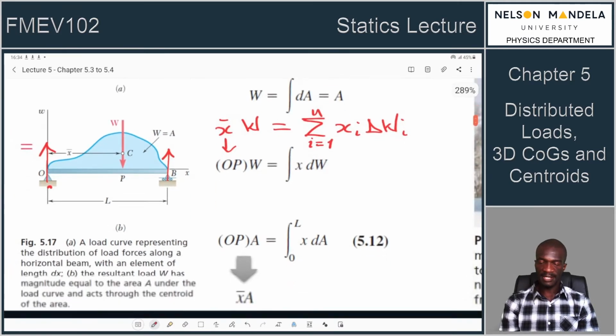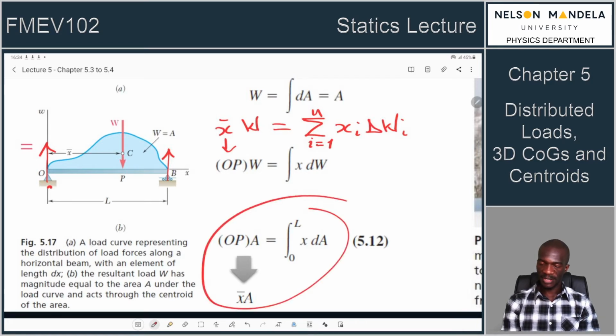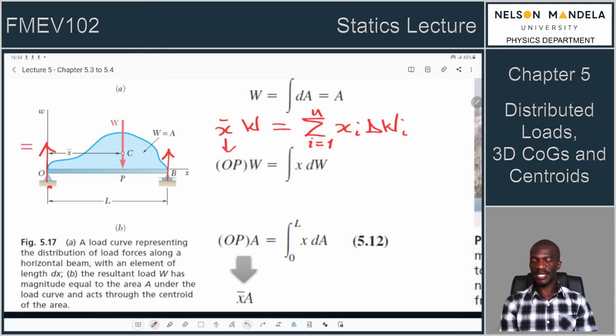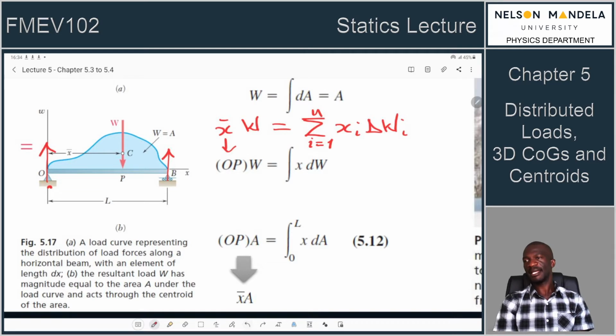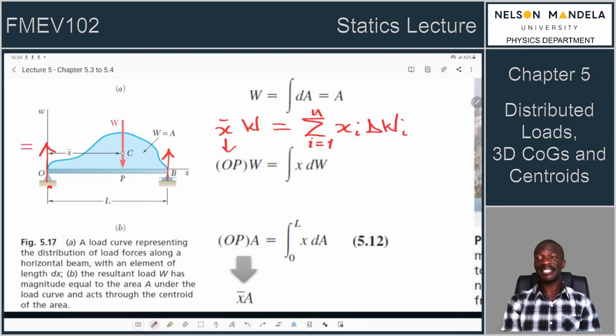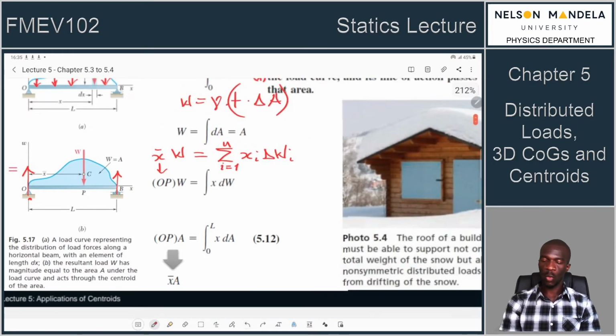So this is just a load curve showing what we have described. According to this equation, I think we've already seen the analog of changing our weights to areas. This also implies that OP multiplied by the area is equal to the integral of x dA. So we are finding the centroid of this area represented by this distributed load.